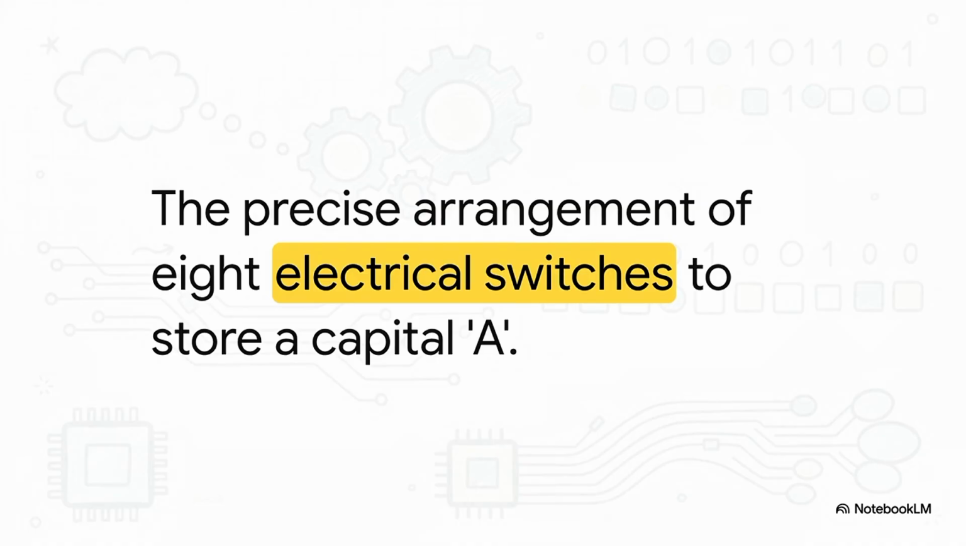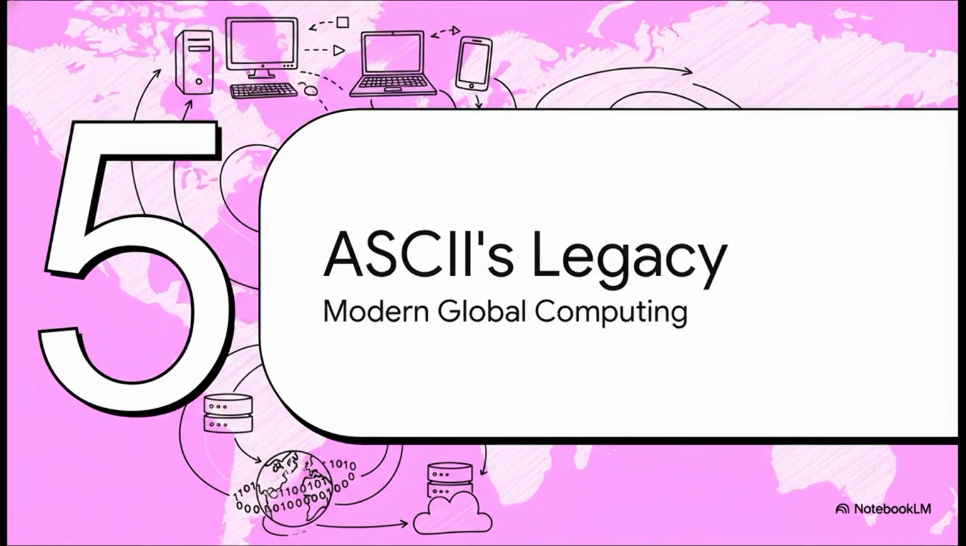01000001. Now, this isn't just a random string of numbers. It is the precise arrangement of 8 on and off electrical switches required to store a single capital A in your computer's memory. A 1 means an electrical charge is present. A 0 means it's not. To put that into perspective, every text message you've ever sent, every single essay you've ever written, is just millions upon millions of these exact 8-bit patterns firing in sequence at lightning speed. Pretty mind-blowing, right?